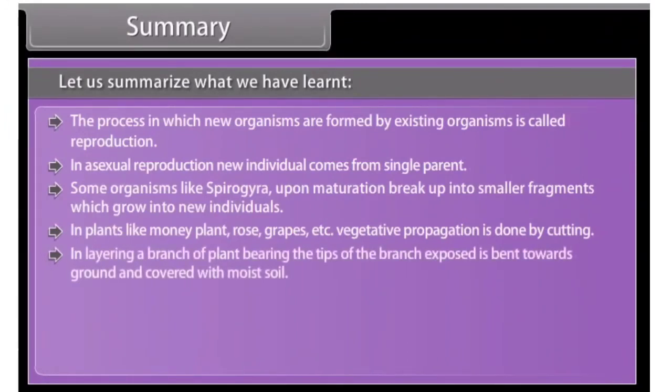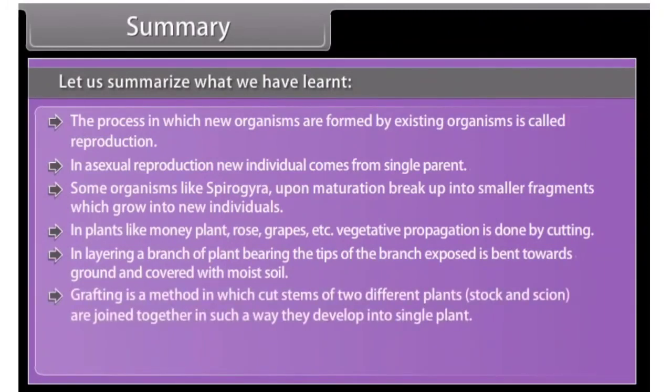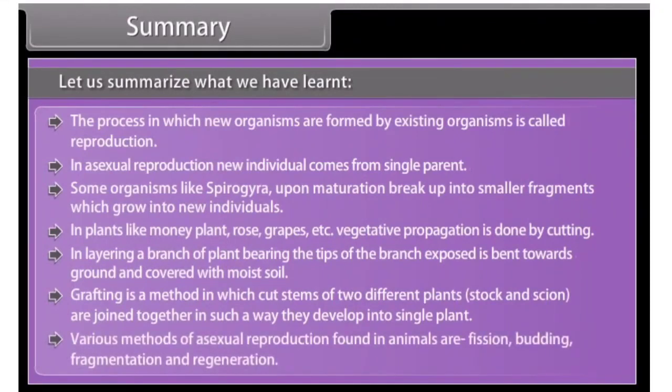In layering, a branch of a plant with the tip of the branch exposed is bent towards the ground and covered with moist soil. Grafting is a method in which cut stems of two different plants, stock and scion, are joined together in such a way that they develop into a single plant. Various methods of asexual reproduction found in animals are fission, budding, fragmentation, and regeneration.